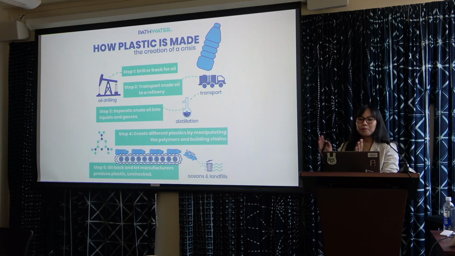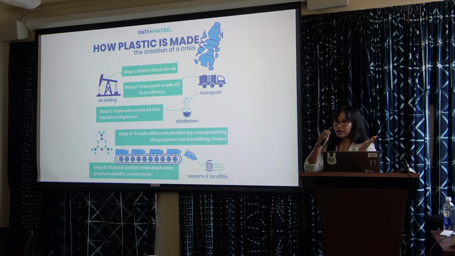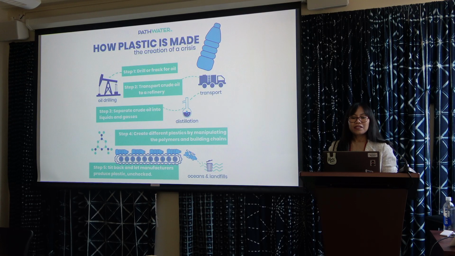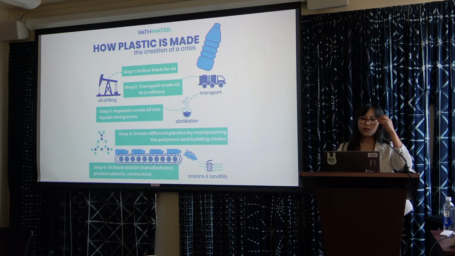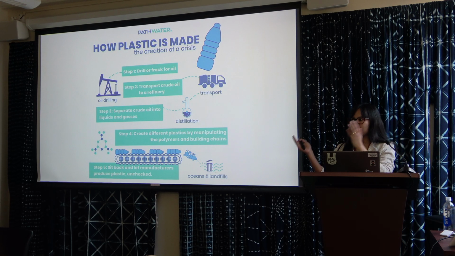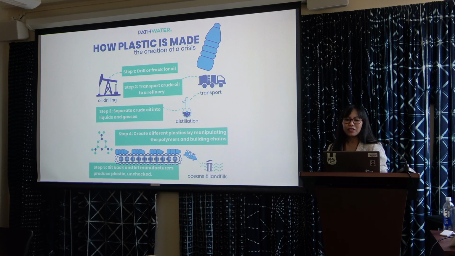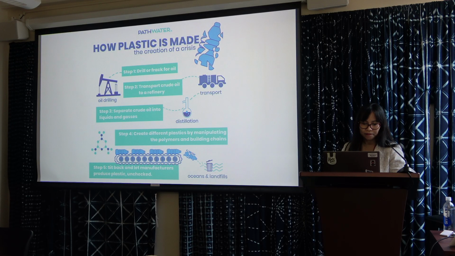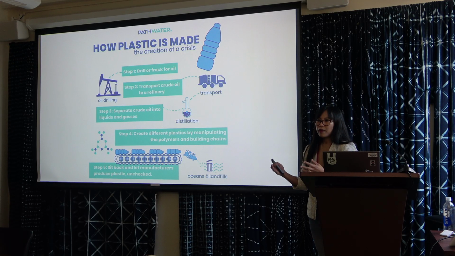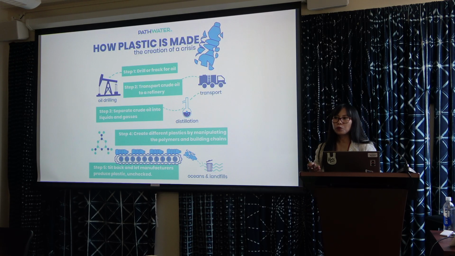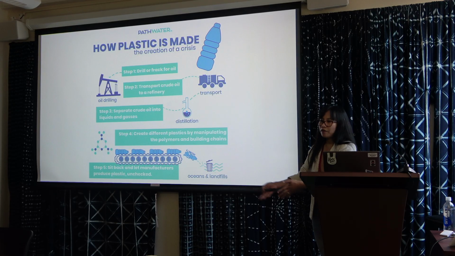This is the pathway of how we produce plastic, and how it gives us plastic pollution in the environment. Step one is that people drill and frack the oil from the ground, and then we transport the crude oil to the refinery, to the factory, and separate the crude oil into liquids and gases. Then we create different types of plastic by manipulating polymers and building chains. Finally, we produce plastic bottles, plastic bags, plastic food containers, and many kinds of plastic into our environment, right?